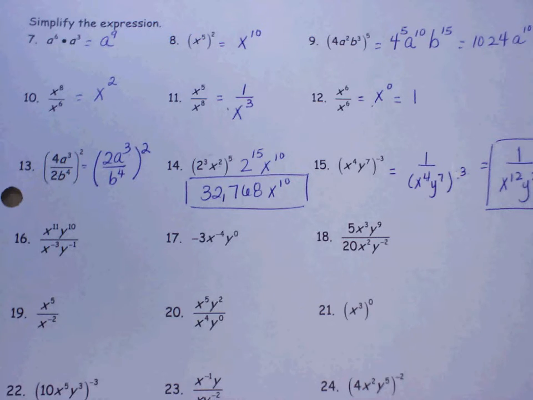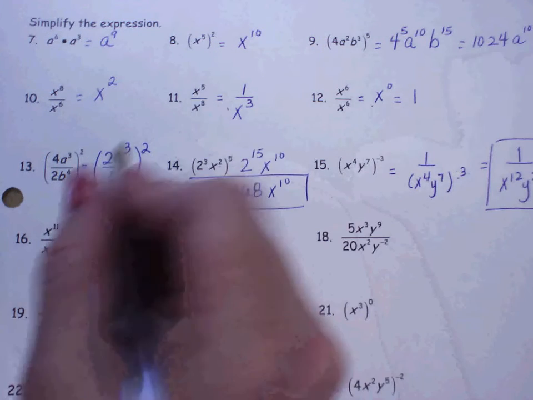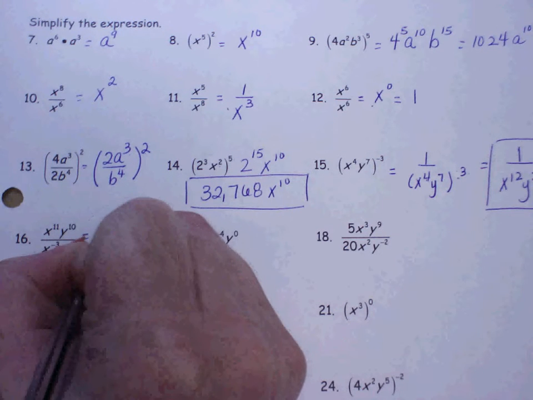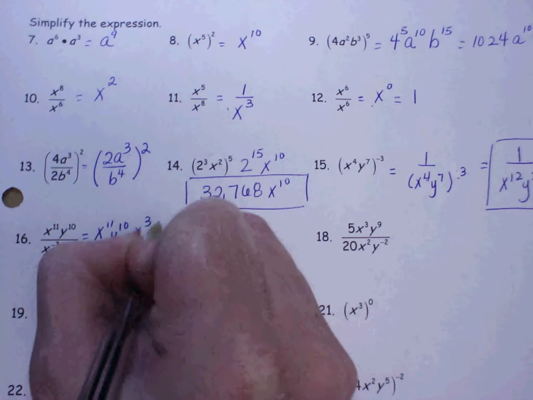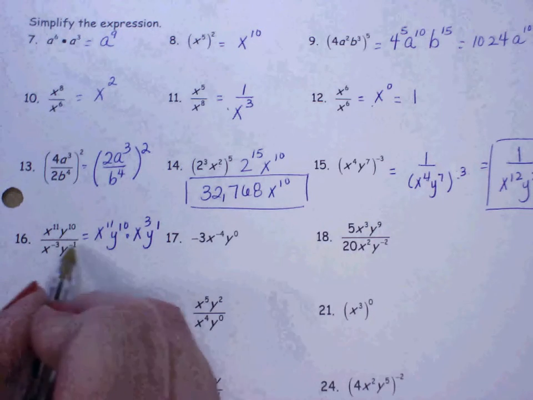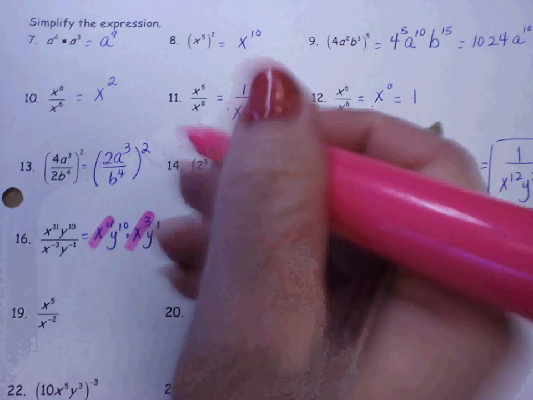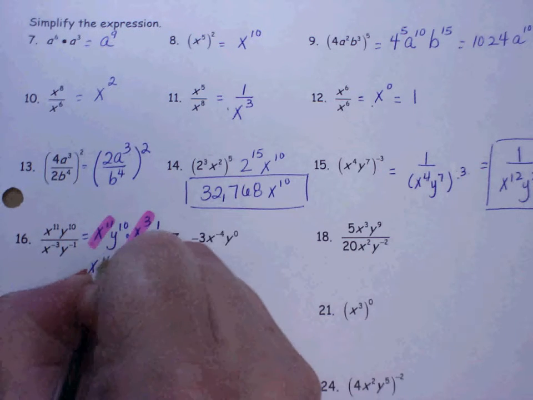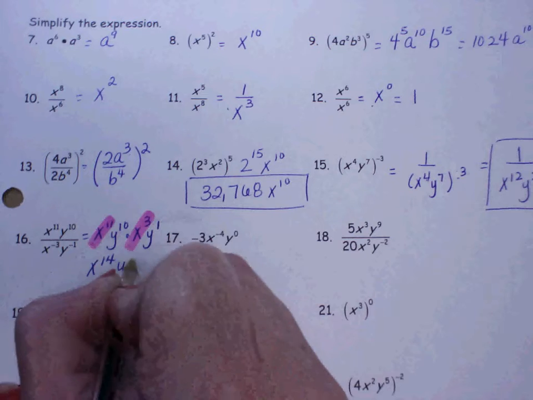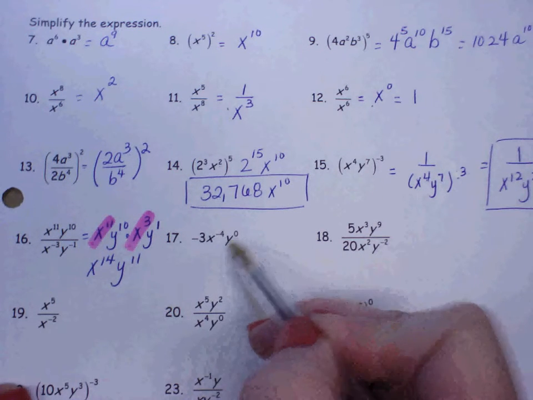All right, so we're going to put everything at the top so that I can get rid of those negatives. Yes, now we can add them. 11 and 3, and 10 and 1, 11.